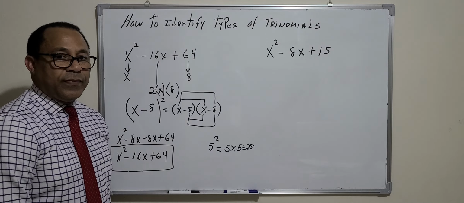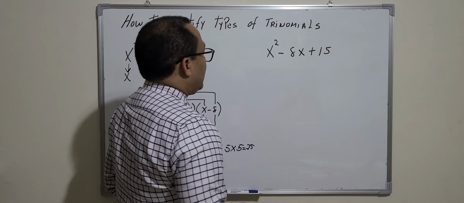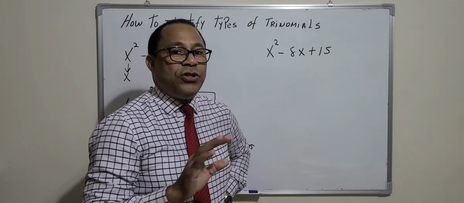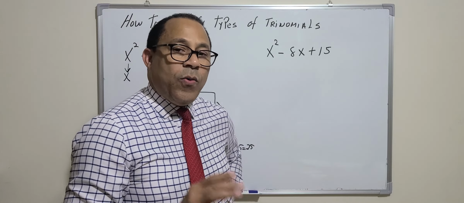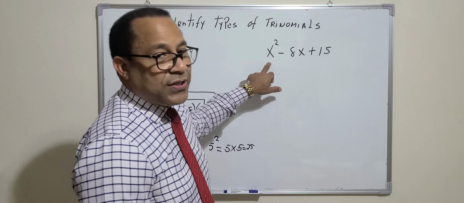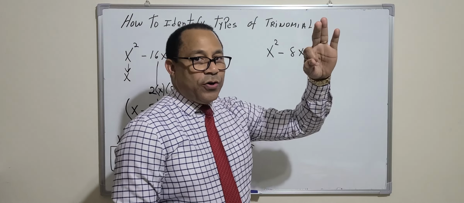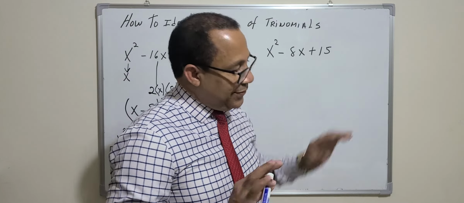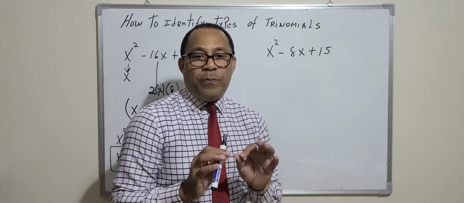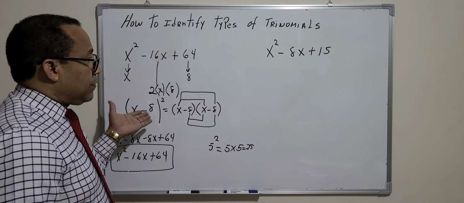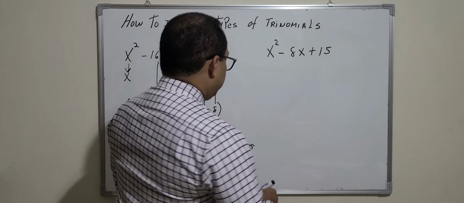Let's see our second trinomial. If we look at it, I immediately see that it is not a perfect square trinomial. Why not? Because we said before, the first term has a square root. It does have a square root. The third term also has a square root, but 15 does not have a square root. That's it. It is not a perfect square trinomial. So this one cannot be factored as a perfect square trinomial. How is it factored then? Like this.